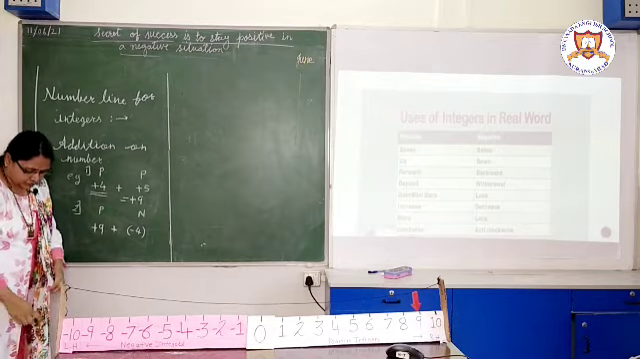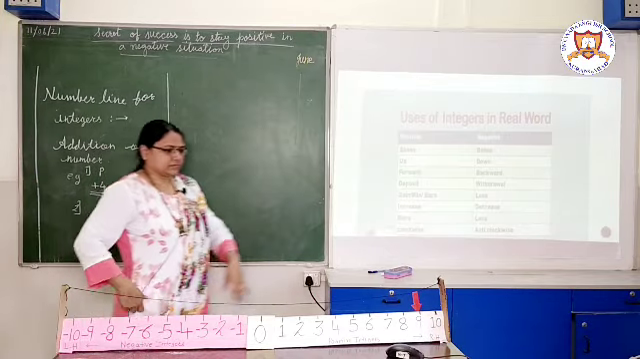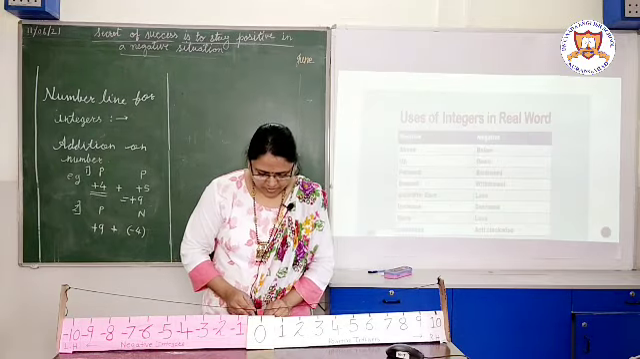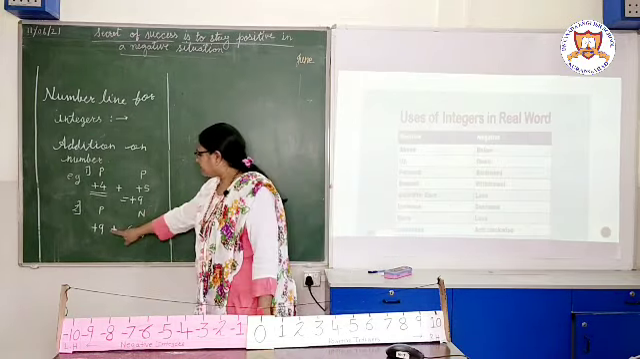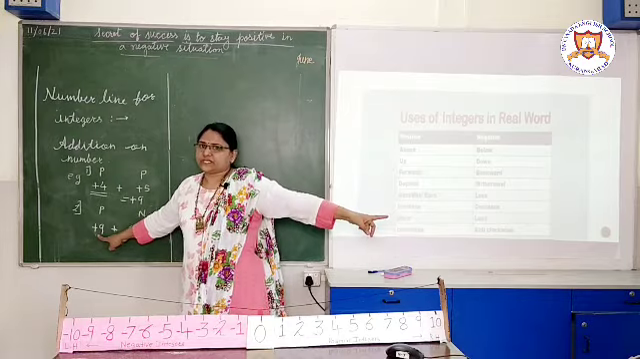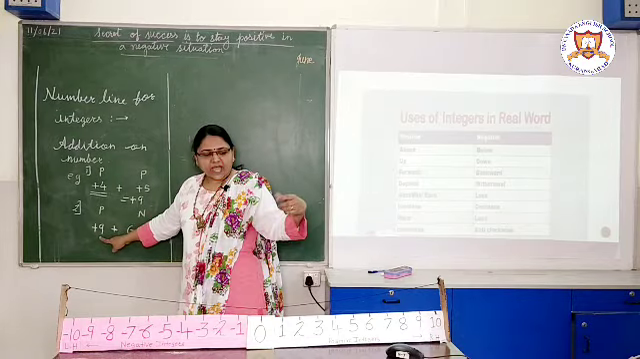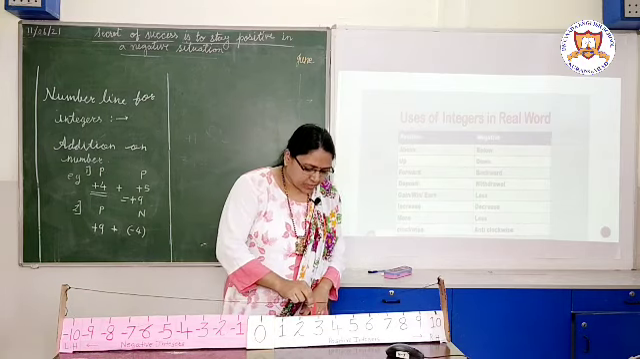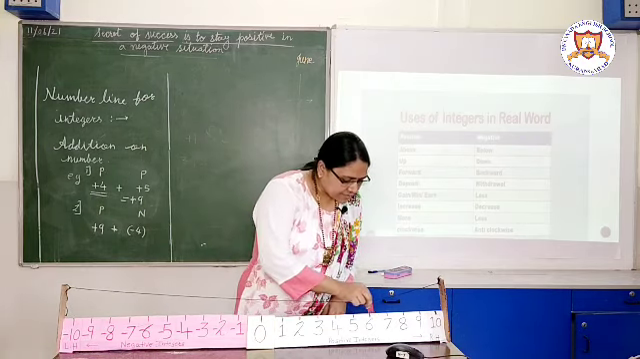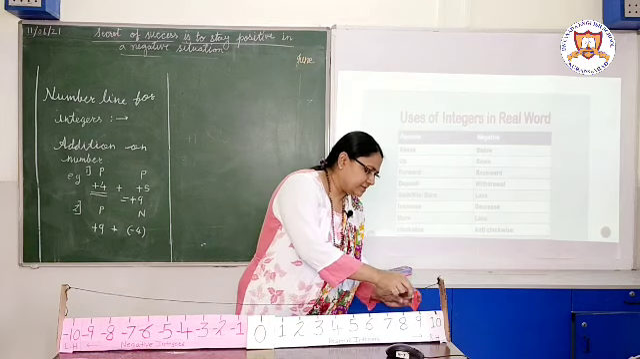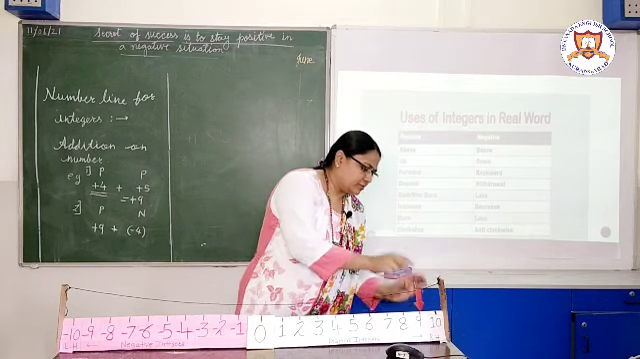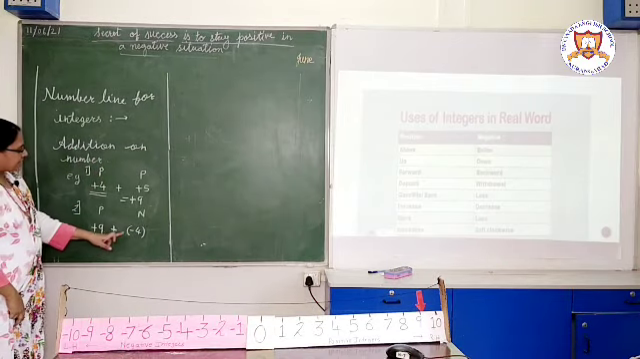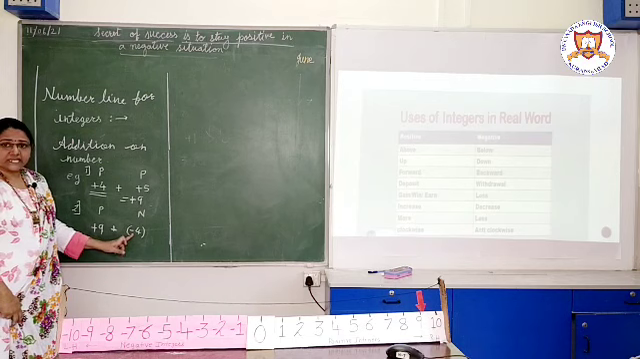So again we have to start with a 0. Here 0. How many steps? 9. Where? Positive integer, because it is positive, so we have to move to the right hand side. So 1, 2, 3, 4, 5, 6, 7, 8 and 9. Here is the number 9.